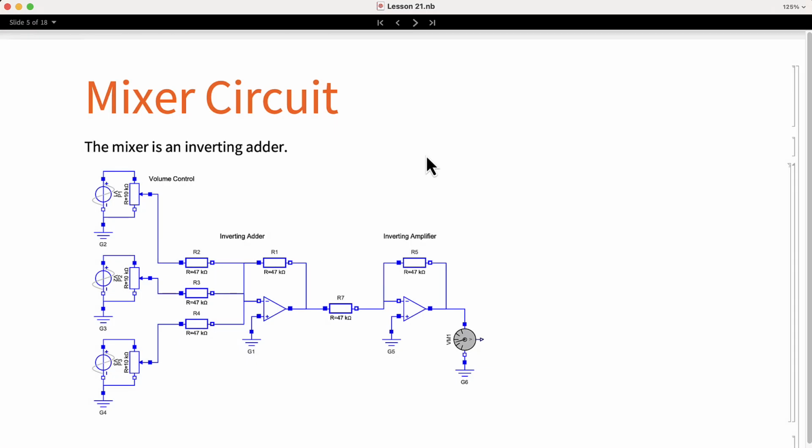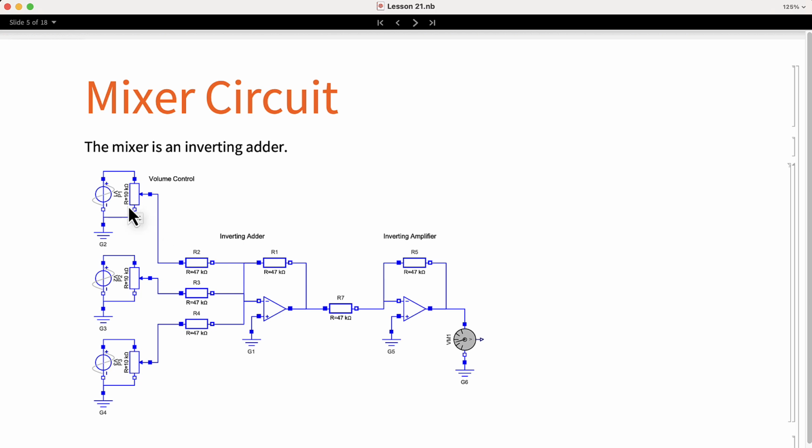Here you can see the diagram of a 3-channel mixer. The module is composed of 3 main parts: the volume control, an inverting adder, and an inverting amplifier. Let's analyze it from front to back. At the end, we have an inverting amplifier with a gain of -1. The only purpose is to invert the audio signal produced by the inverting adder. The inverting adder combines 3 voltages. As you can see from the resistor values, all of them are the same. Therefore, each input has a gain of -1.